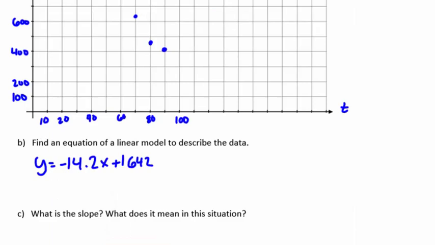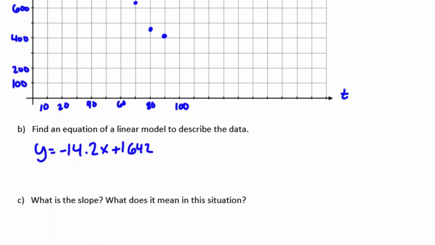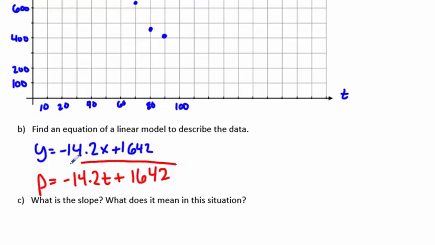Now, again, that's the equation. I want the model, so let's go look at the variables we're supposed to be using. We're supposed to be using p and t instead of x and y. So the model is the equation p equals negative 14.2 t plus 1,642.